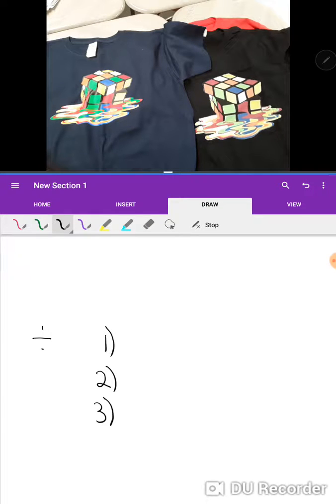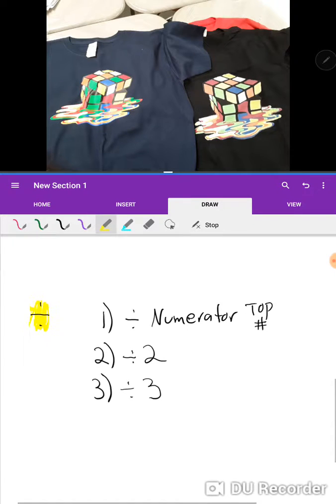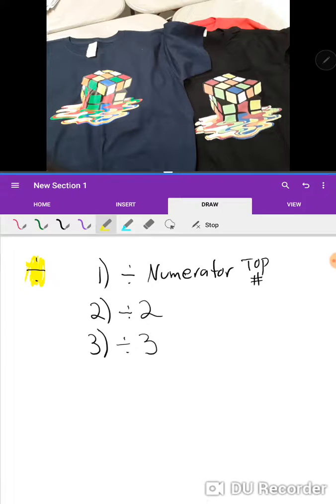Try simplifying by dividing by the numerator, or as we know, that's the top number. That is the most common way to reduce. The top number usually works. If that doesn't work, dividing by 2 usually works, and if that doesn't work, dividing by 3 usually works. Now, this doesn't always happen because sometimes none of those will work, but then that's kind of advanced. By the time you get to that stage, you should be all right.